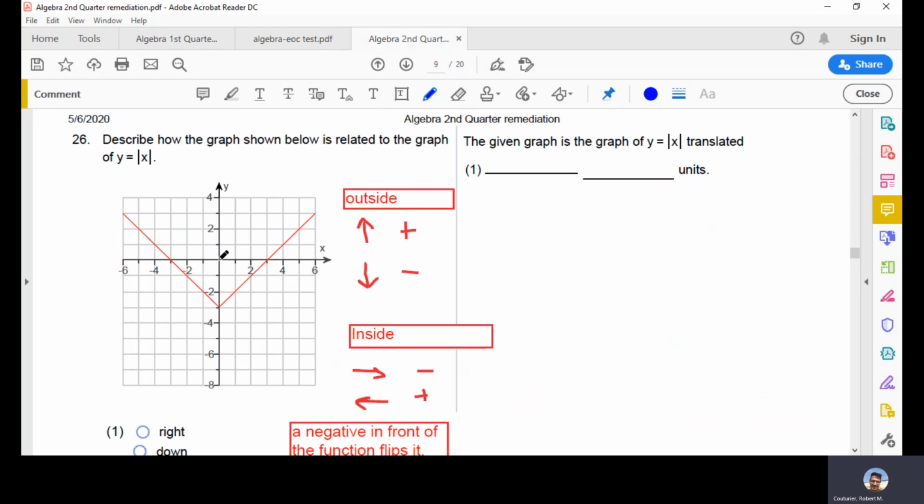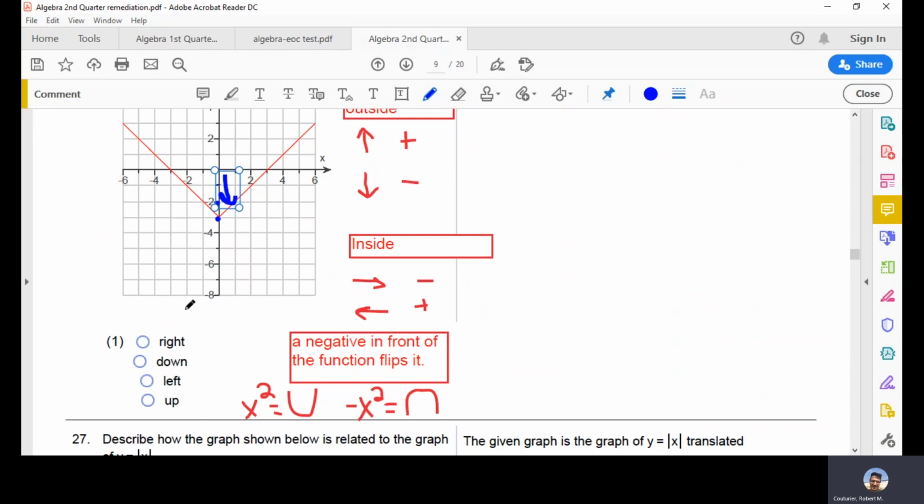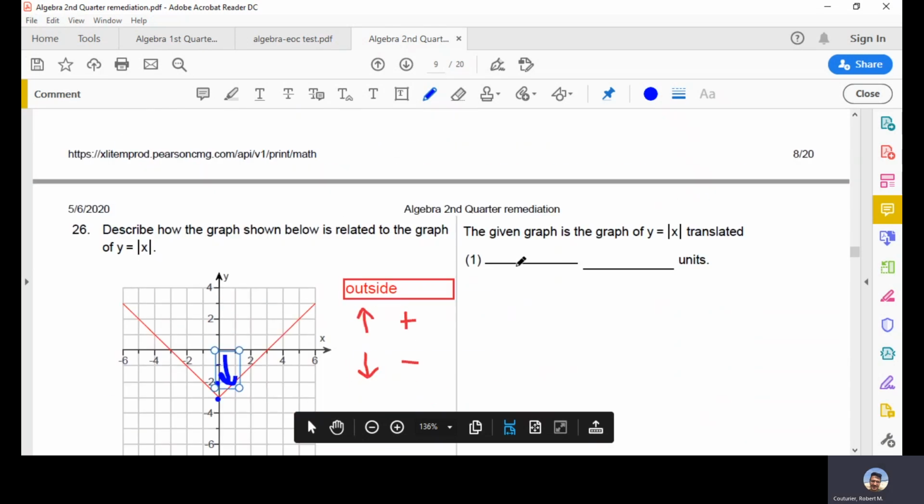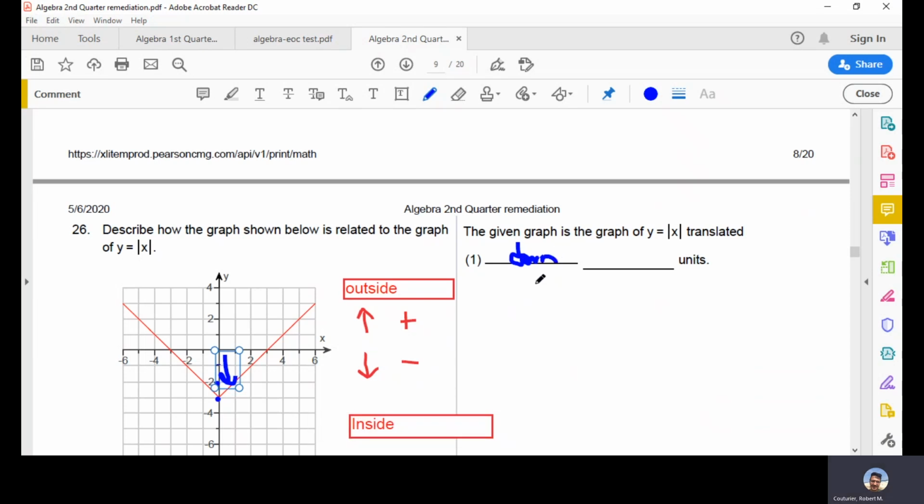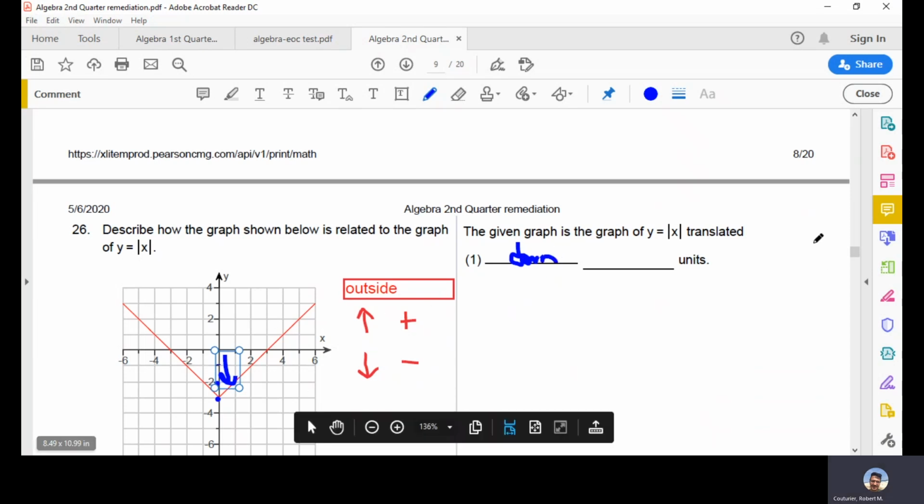What did happen to it? Well, it dropped. So this went down. How many units? 1, 2, 3. So it went down 3 units. Our first thing they want to know is, did it go up, down, left, right? It went down. Okay, so if it went down, we have to then say, how many units did it go down? It went down 3 units.